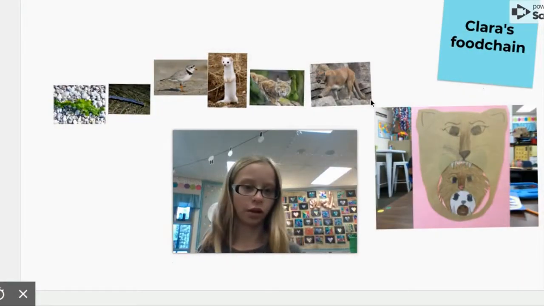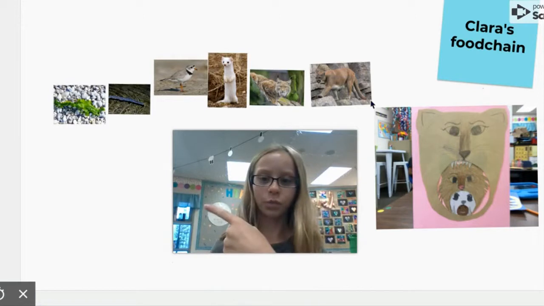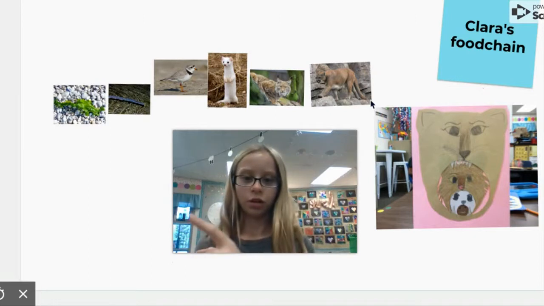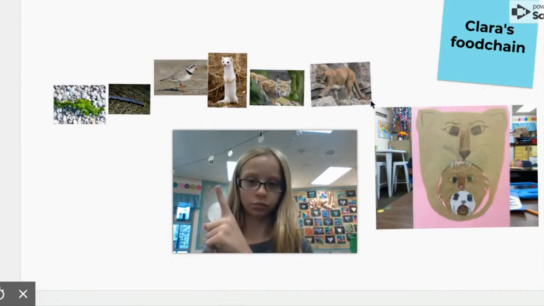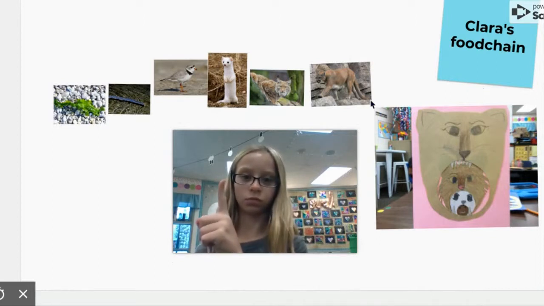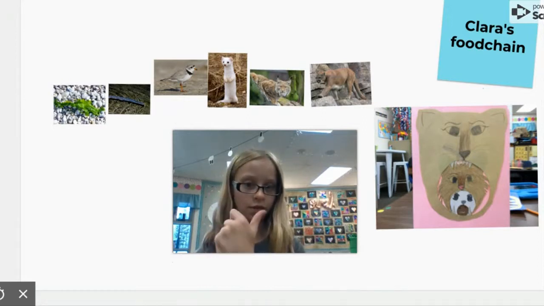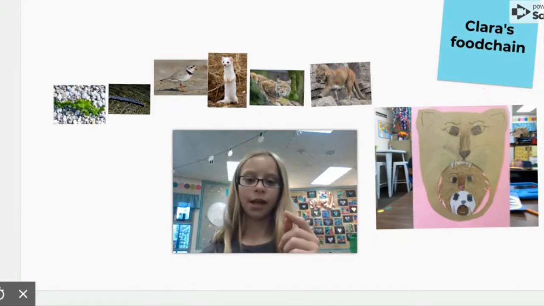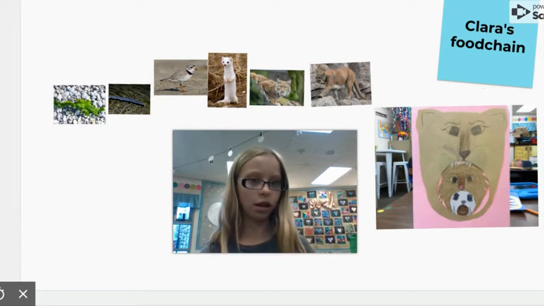Hi, this is my food chain art. Right there, food chain art. I've started with marine algae, which is right there on the very far left. Marine algae is eaten by the marine worm, who is eaten by the piping plover, right next to the weasel up in the center. The piping plover is eaten by the weasel, and the weasel is eaten by the bobcat, who is the second largest on my food chain. The bobcat doesn't have many predators, except for the mountain lion, who is the largest in my food chain art.